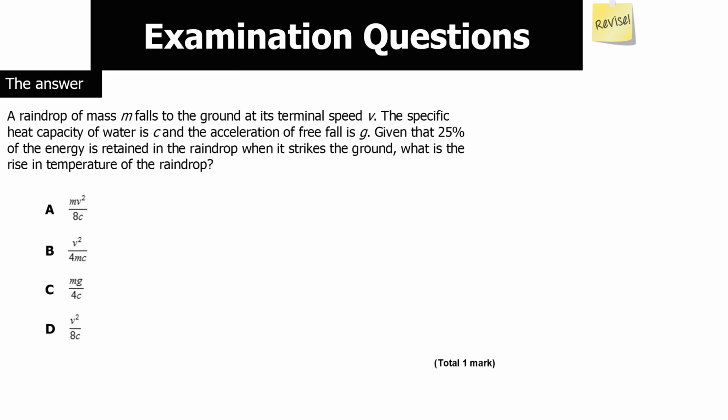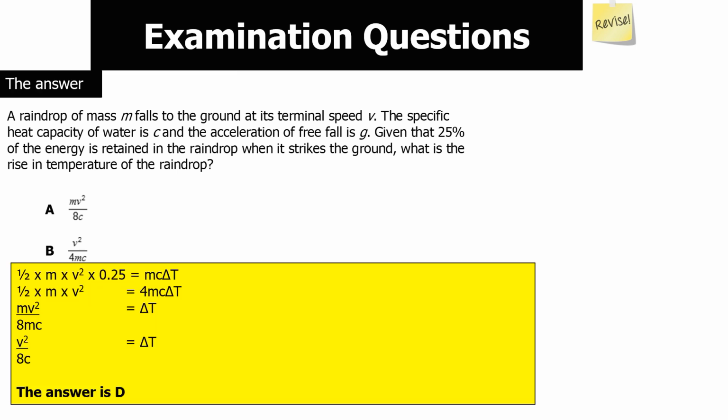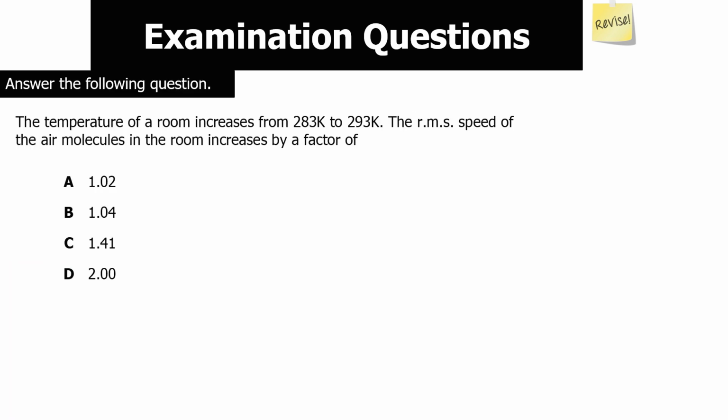Right, so to answer this question, we can say that the kinetic energy, half mv squared, is equal to the thermal energy, mcΔT, but only by a factor of 25%. So we've multiplied that kinetic energy by 0.25. So it says that's the energy that's being transferred across. So we can then rearrange it and say, well, a half mv squared equals 4mcΔT. We can then rearrange it to make ΔT the subject, and ΔT equals mv squared over 8mc. The m's cancel through to get v squared over 8c. Our answer is D.